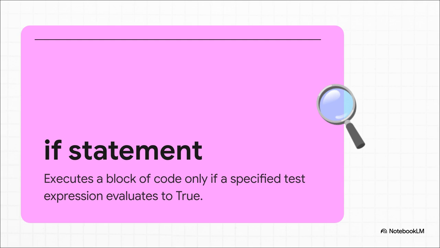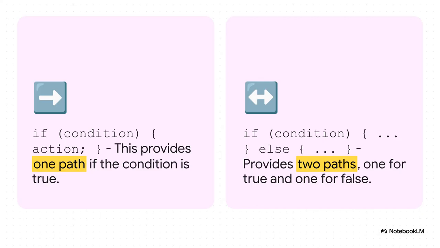You just give it a condition to check, a test, and if that condition turns out to be true, the code inside the if block gets to run. If it's false, the program just skips right over it and moves on. As simple as that. But what if you need a plan B? What if you want something specific to happen when the condition is false? That's where else comes into play.